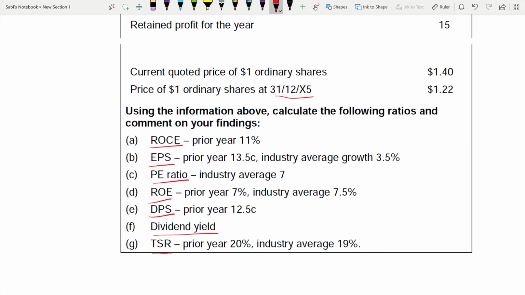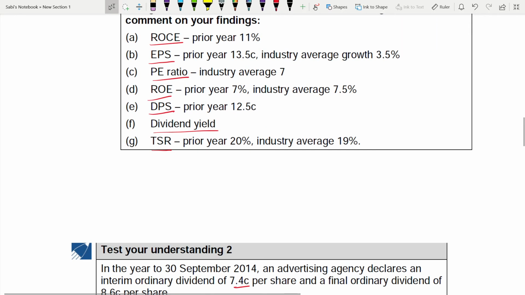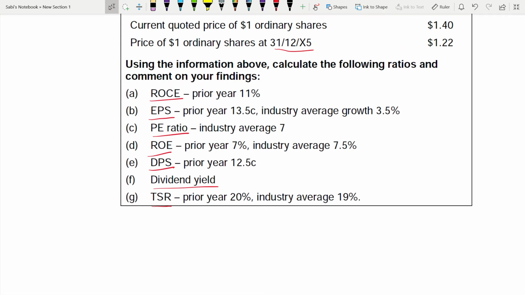So now, let us first start with the return on capital employed. What is the formula for return on capital employed? Profit before interest, which has nothing to do with the ordinary shareholder. So profit before interest and tax divided by capital employed, multiplied by 100.